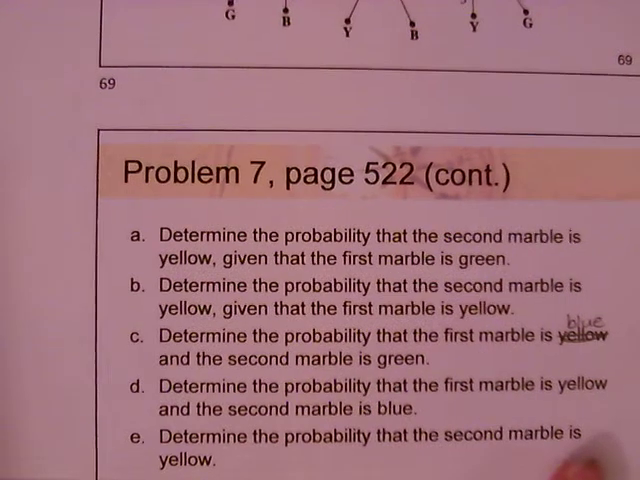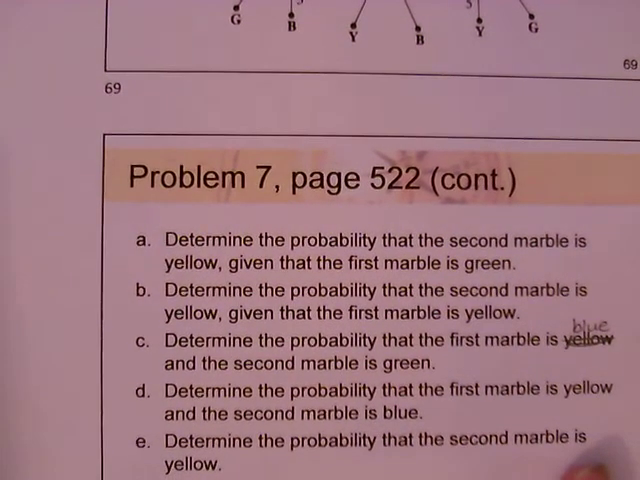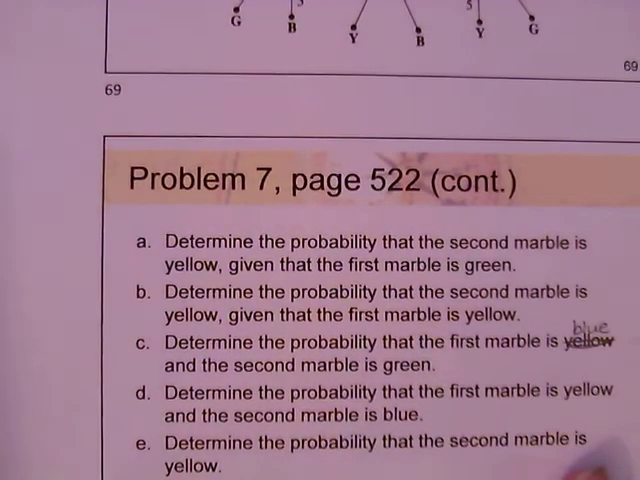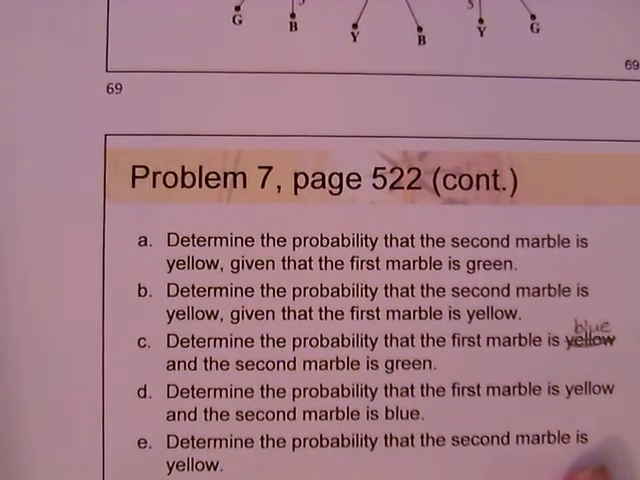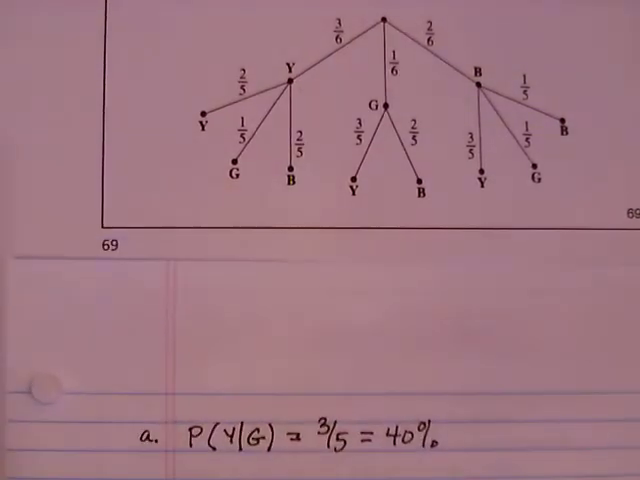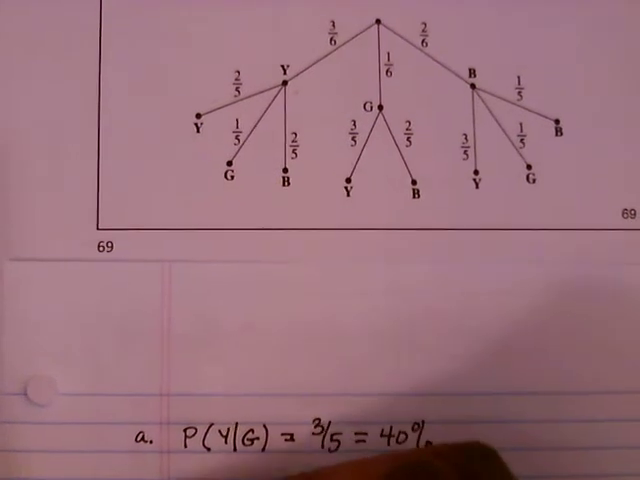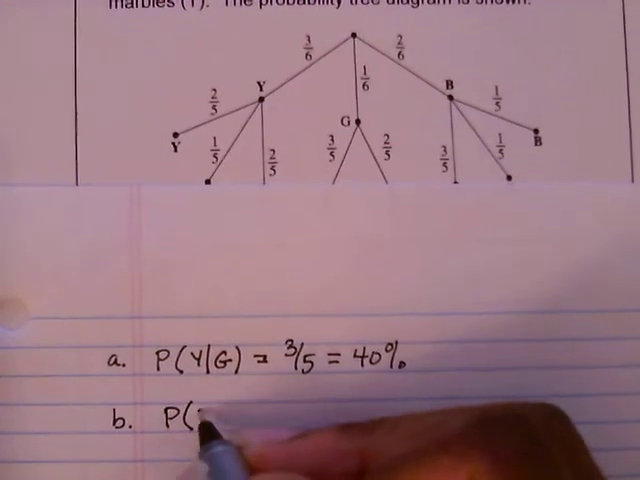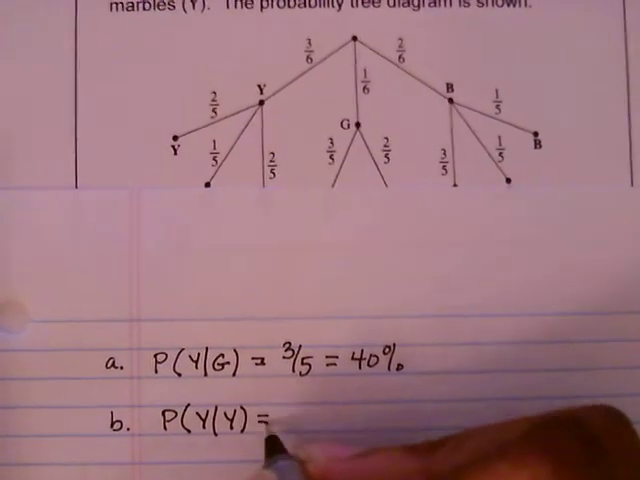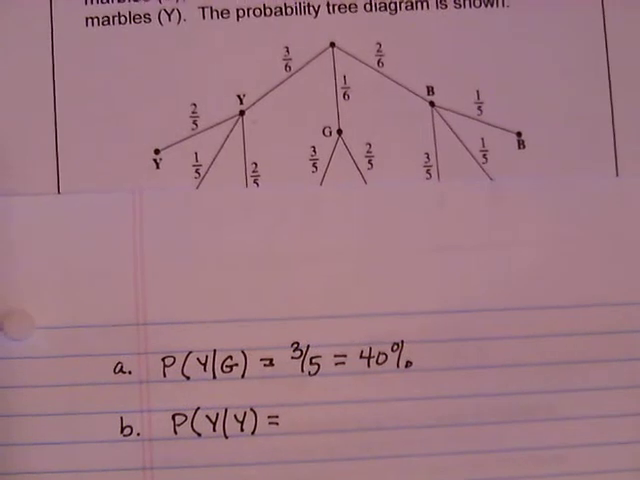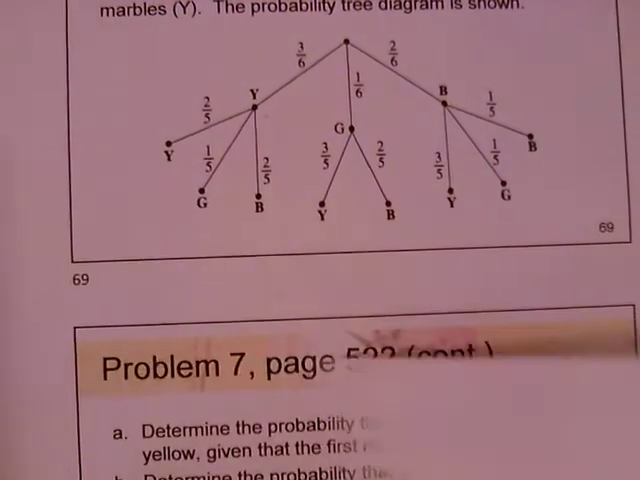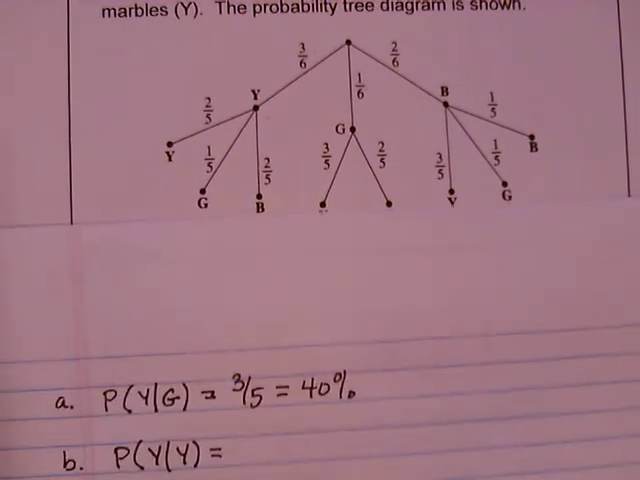Alright, now, part B, determine the probability that the second marble is yellow, given that the first marble is also yellow. Okay, so if I was to write that in a particular notation, part B is this. The probability that the second marble is yellow, given that the first marble is yellow. Okay, that's what that says.